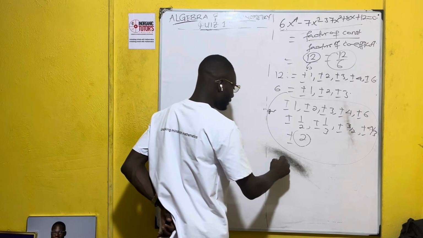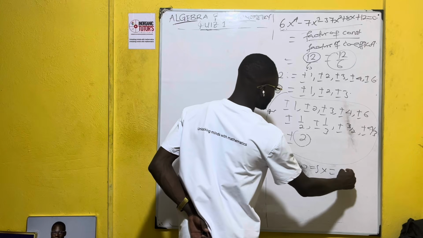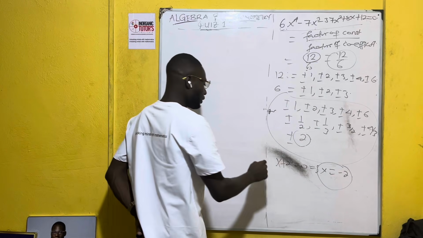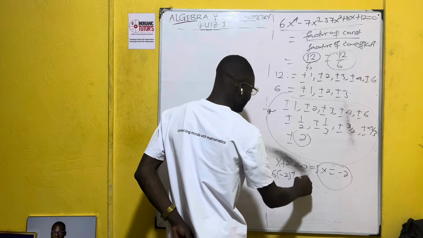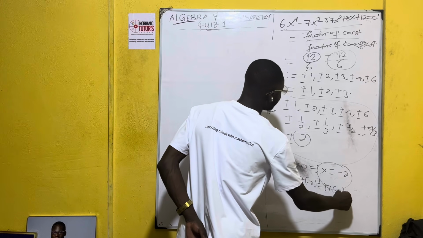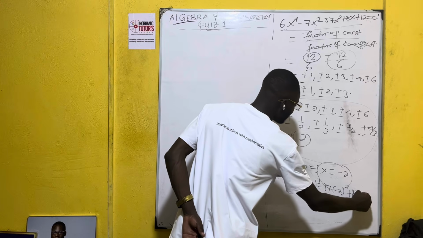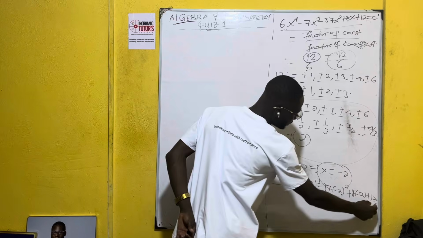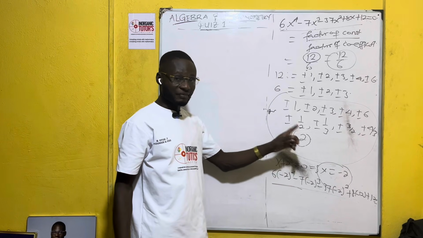So we say that x plus 2 should be equal to 0. So this implies that x is equal to minus 2. When you substitute minus 2 into this expression, you are going to have 6 into minus 2 to the power 4, minus 7 into minus 2 to the power 3, minus 37 into minus 2 to the power 2, plus 8 into minus 2 plus 12 equals 0. So if you sum all this, you get 0. So this means that x plus 2 is a factor.